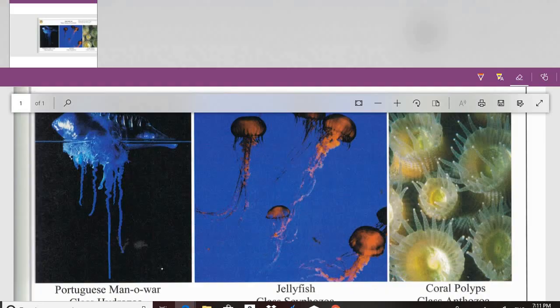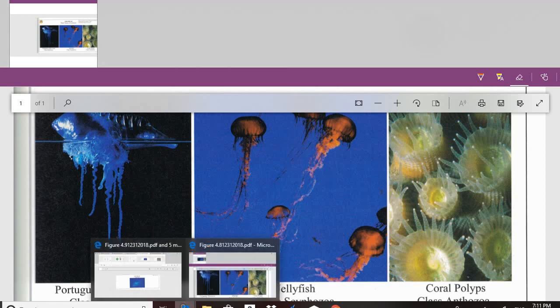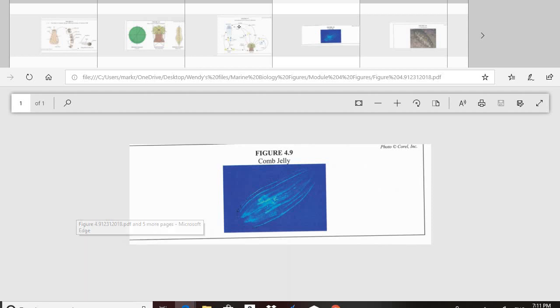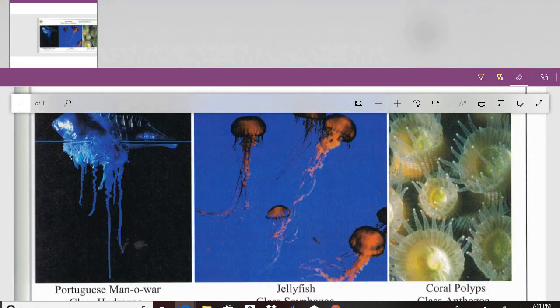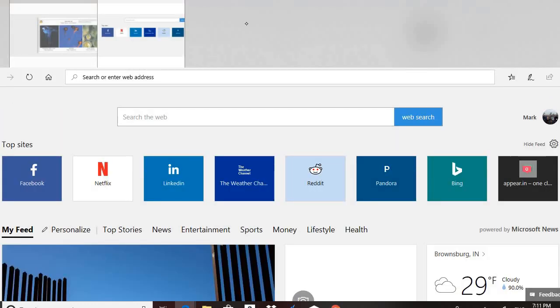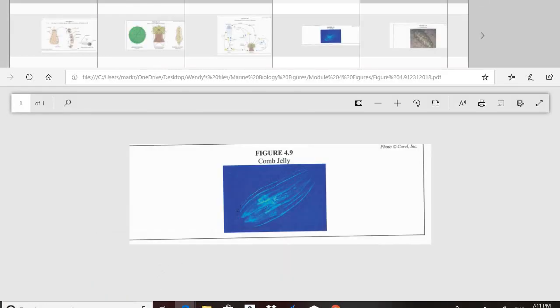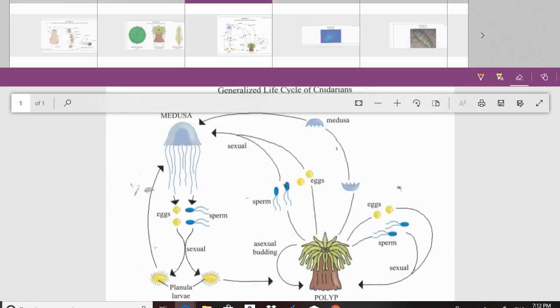Okay, so this is the figure I want. See if that'll come up. There we go.